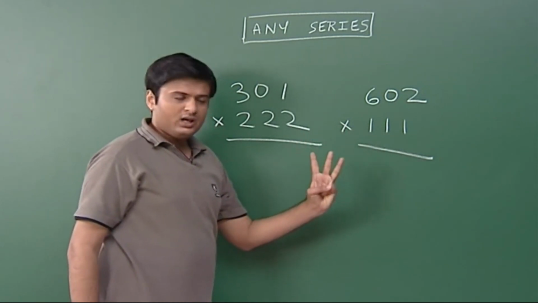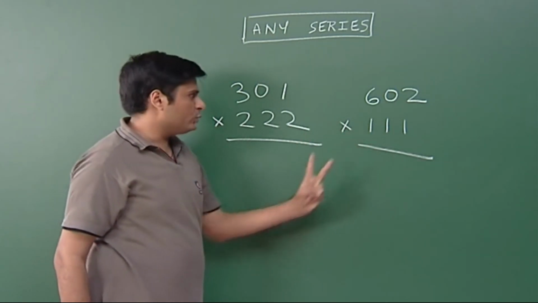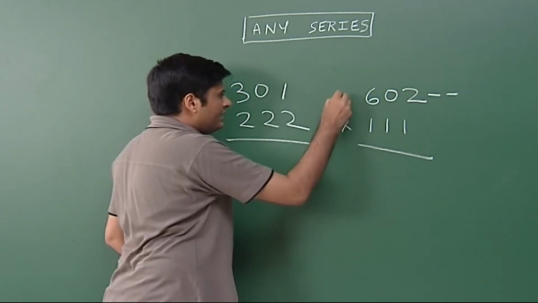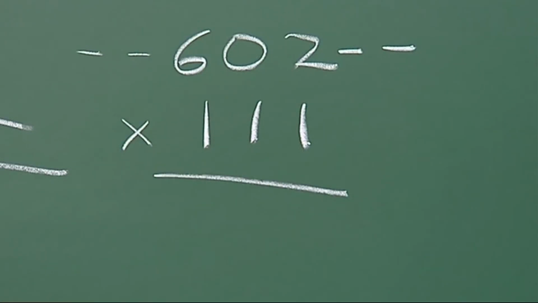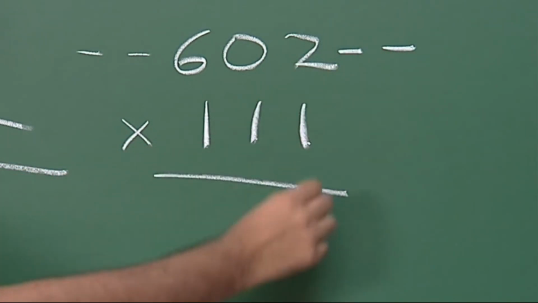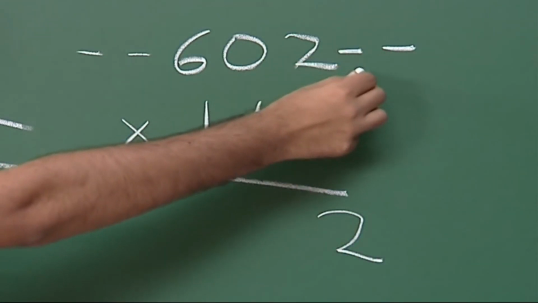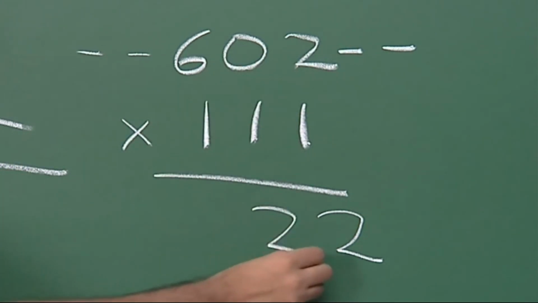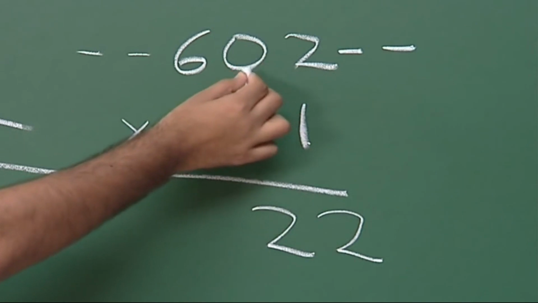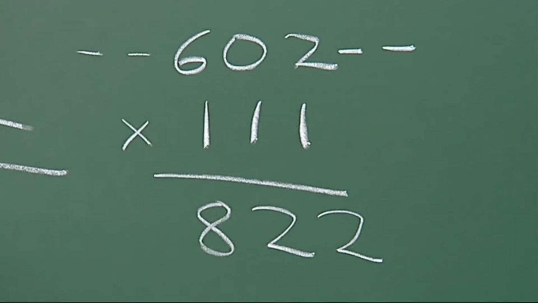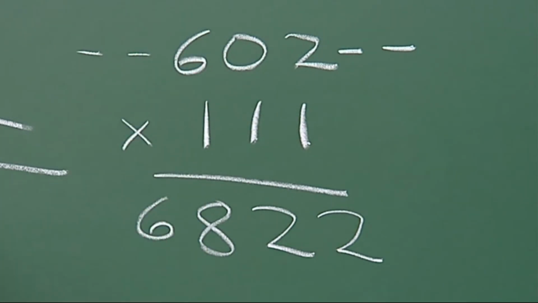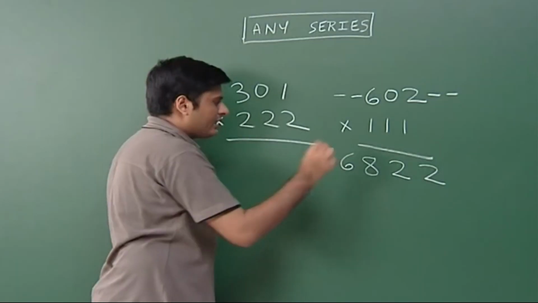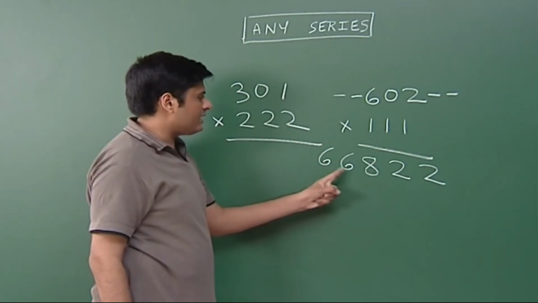There are 3 ones over here, so from 3 I cut 1, I have 2, I put 2 dashes behind, 2 dashes in the front. And now, because there are 3 ones, we will be adding 3 digits at a time. So, dash plus 2 is 2, dash plus 2 plus 0 is 2, I move to my left, 2 plus 0 plus 6 is 8, I move to my left, 0 plus 6 plus dash is 6, and I move to my left, 6 plus dash is 6. My final answer in this case is 66822.